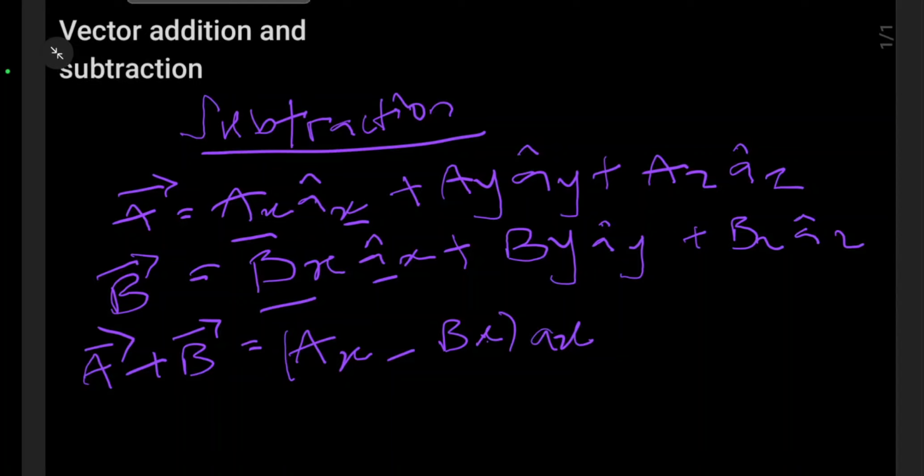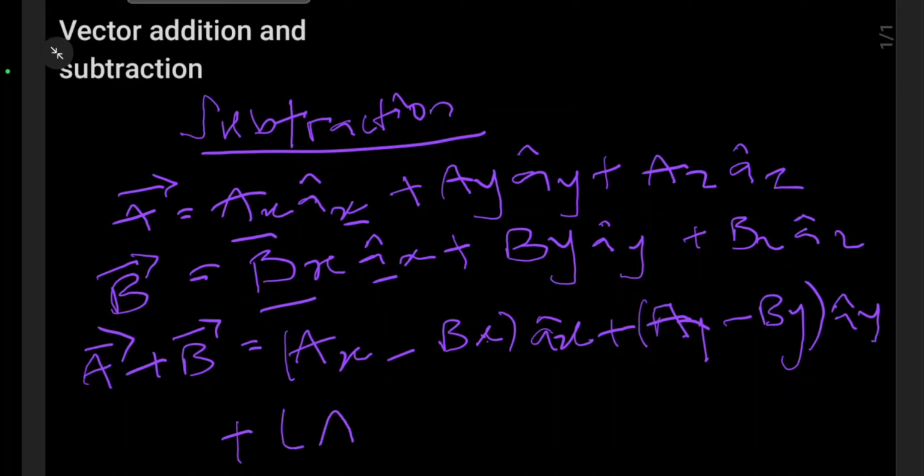Then we have our ay minus by. Let's not forget our unit vector outside here. And then plus az minus bz. Let's not forget our unit vector right here. So this shows basically the addition and subtraction of vectors.